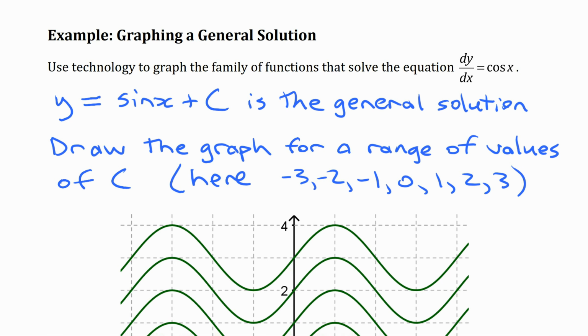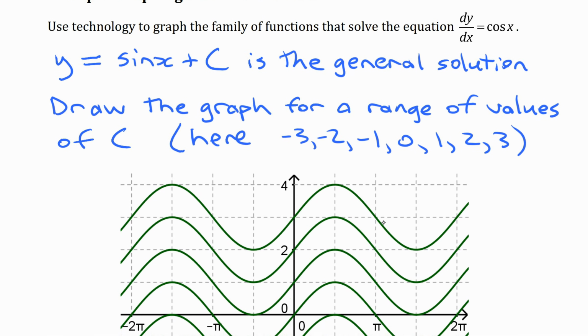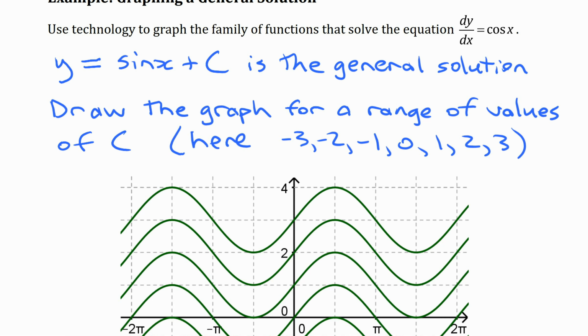Before we wrap up talking about differential equations, we should look at the graph of the general solution. This is a pretty straightforward, simple differential equation: the derivative dy/dx equals cos x. The solution is found by asking what this is the derivative of. Well, it's the derivative of sine x. So the general solution is y equals sine x plus c, a constant.